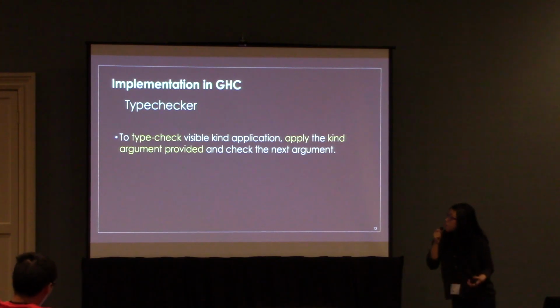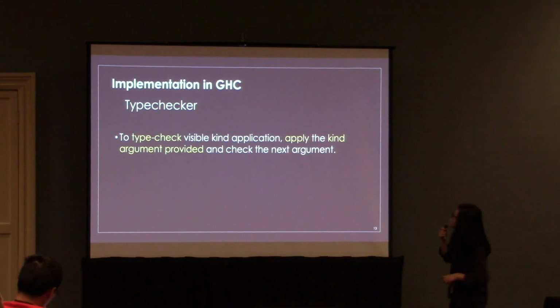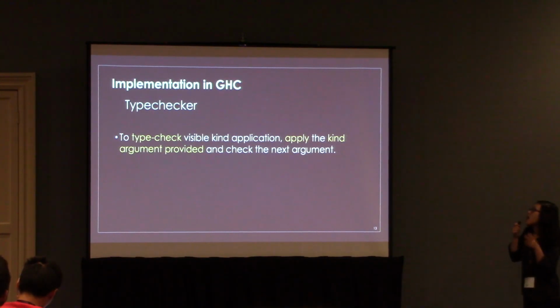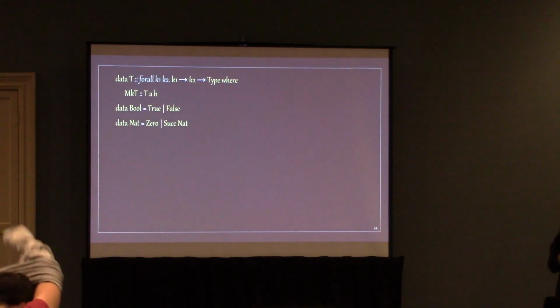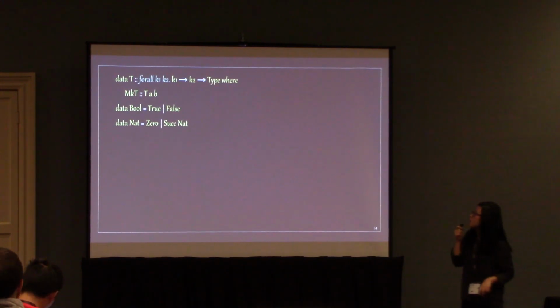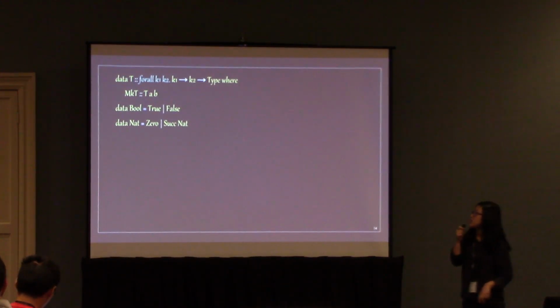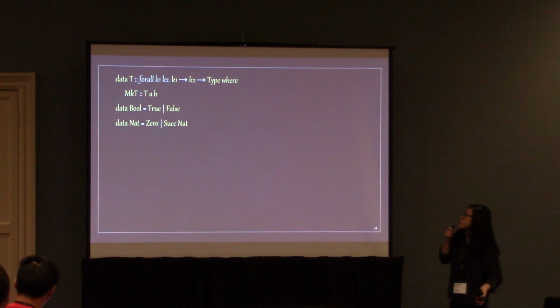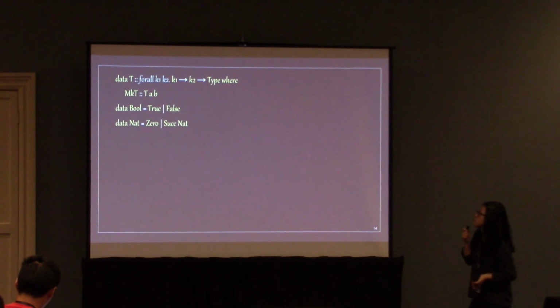Okay. So how do I implement that again? To type check the visible kind application, the argument that the visible kind application provided, I apply that to the function, and then I check the next argument. I figured this would be better with an example. Say I have an example of data T, whose type is for K1 and K2, K1 to K2 to Type, where MkT is T a b. And I have two data types: Bool, which is True or False, and Nat, which is Zero and Succ Nat.